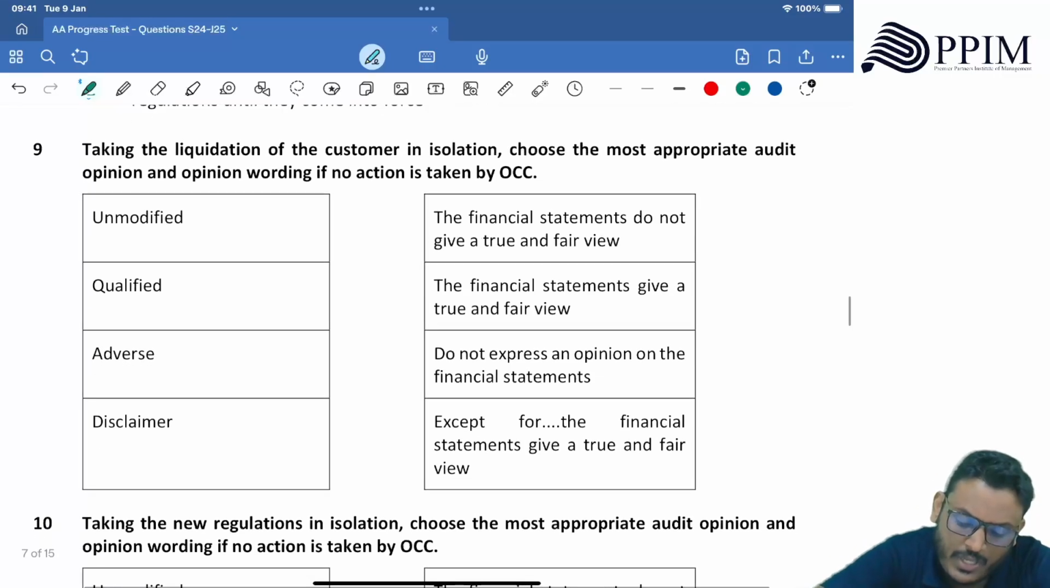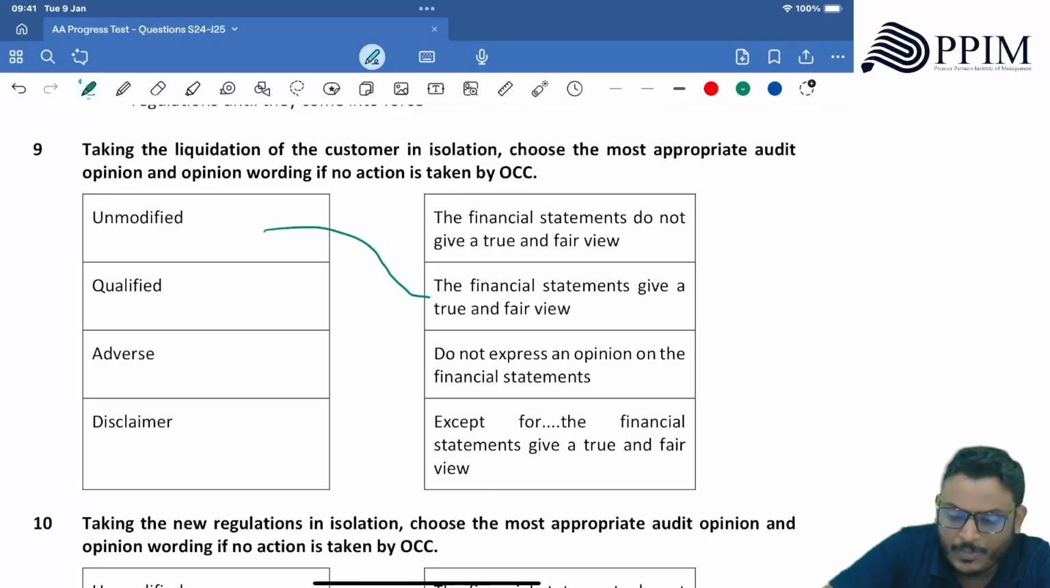Taking the liquidation of the customer in isolation, choose the most appropriate audit opinion and opinion wording if no action is taken by OCC. Unmodified, and the financial statements give a true and fair view, because it is not material. Therefore this is the answer.